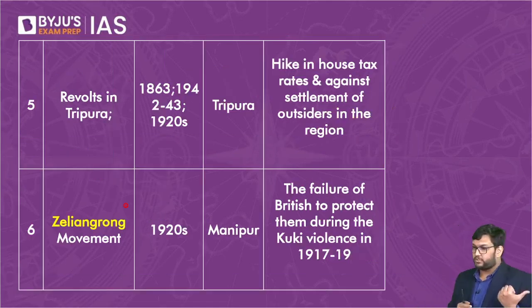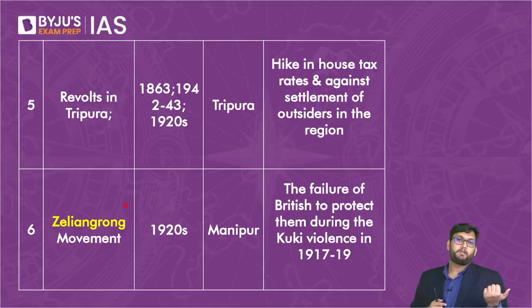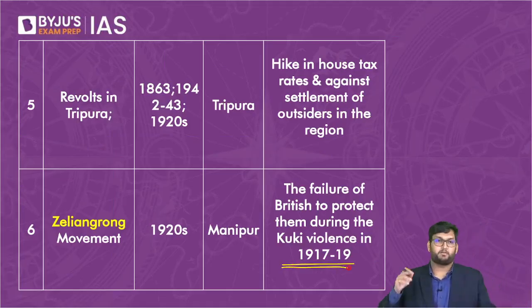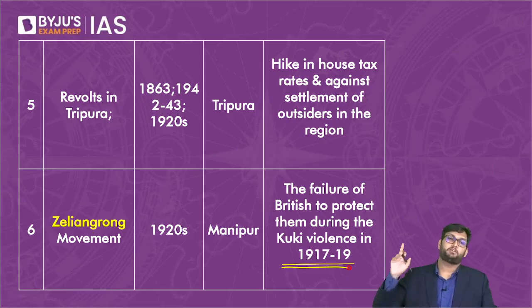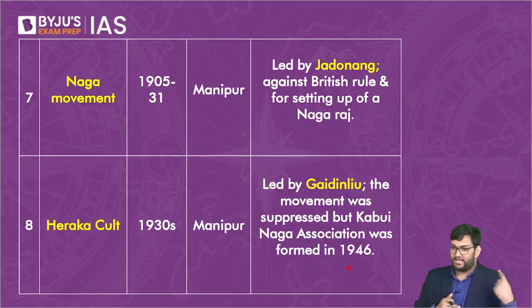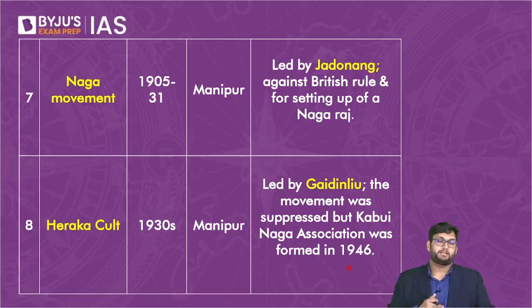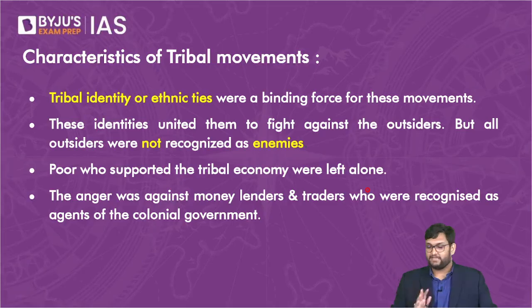Thereafter, you have the revolt in Tripura against high taxation. This was against the concept of Kuki violence, and the British did not protect the Zhelangrong tribe against the Kukis itself. You have the Naga movement. You have the Heraka cult itself, out of which we'll talk about Rani Ganliu. We'll talk about her when we'll talk about the civil disobedience movement. But basically, these are the revolts which were happening in the northeast.